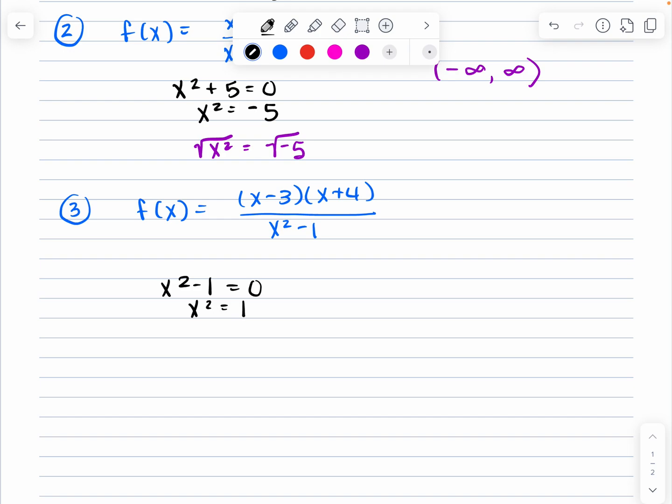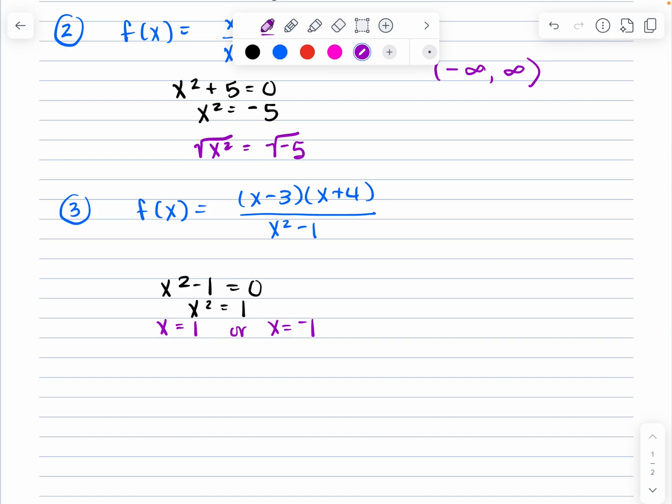And so this time I do get an answer, right? But be careful because it's super common to make a mistake here. So I know that x could equal positive 1 or x could equal negative 1, right? Because positive 1 squared minus 1 is 0 and negative 1 squared minus 1 is 0. So this one has two vertical asymptotes.